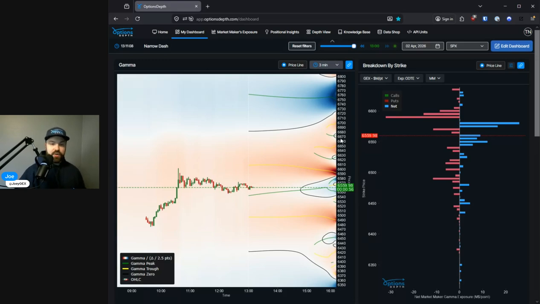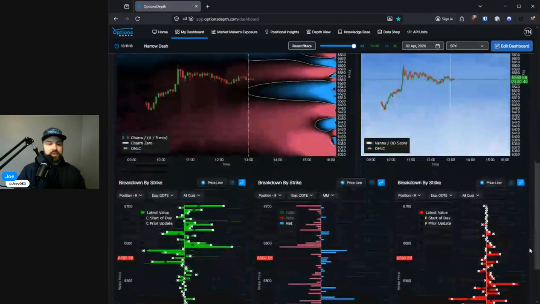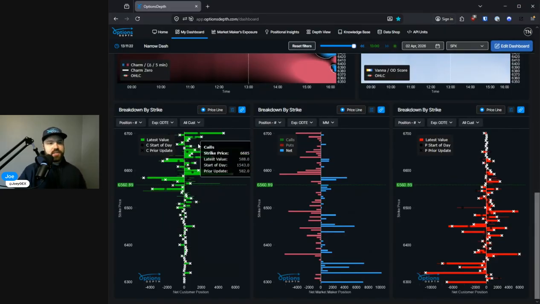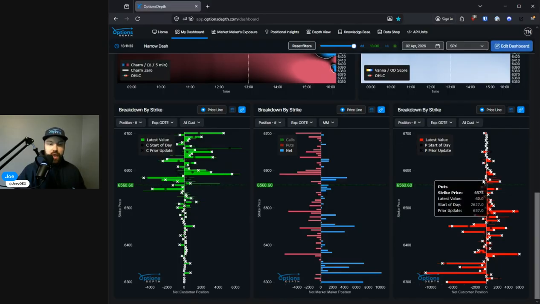Now, how is gamma created? How does this even happen? How does this map get generated? It's generated off of customer positioning. So if I scroll down, I have a breakdown by strike for today's action on a 0DTE basis. On the left side, this is all customers. This is customer positioning. Right side, this is customer positioning, but on puts. So green calls, red puts. In the middle, I have the market maker positioning.